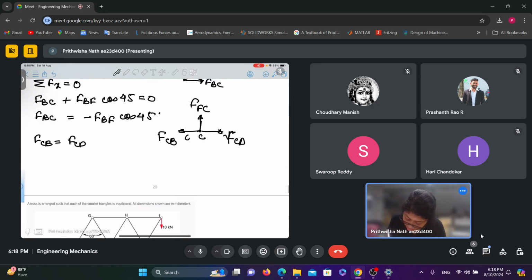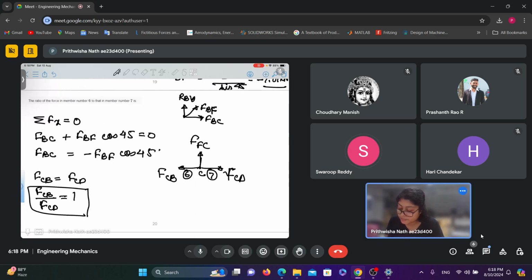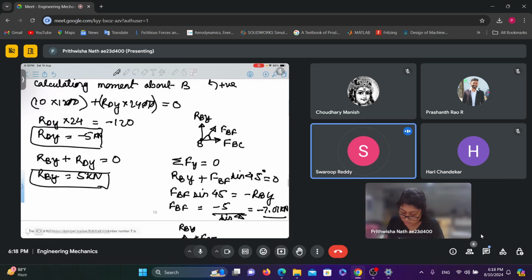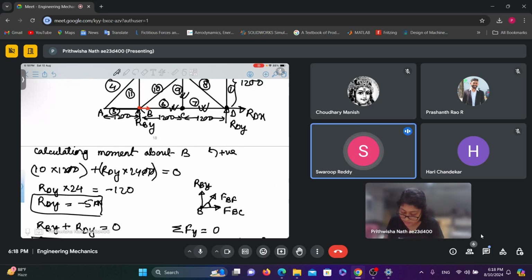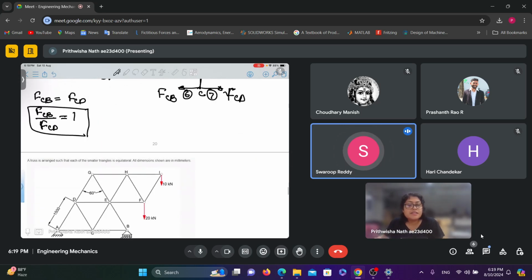So we can see that equal and opposite forces are acting on both these members. So the ratio is 1. Is it clear? Yes, ma'am. Others, does anyone else have any doubt?